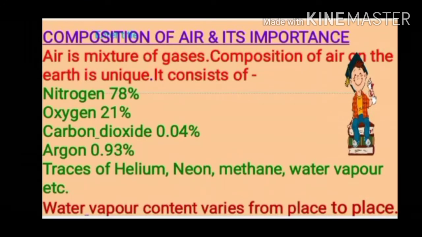Let's see composition of air and its importance. Air is nothing but the mixture of gases. Composition of air on the earth is unique. It consists of nitrogen 78%, oxygen 21%, carbon dioxide 0.04%, argon 0.93%, and rest is the traces of helium, neon, methane, water vapor, etc. Water vapor content of air varies from place to place.